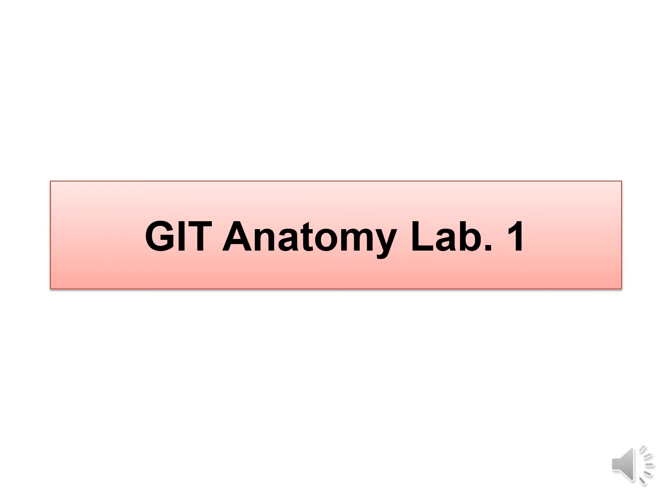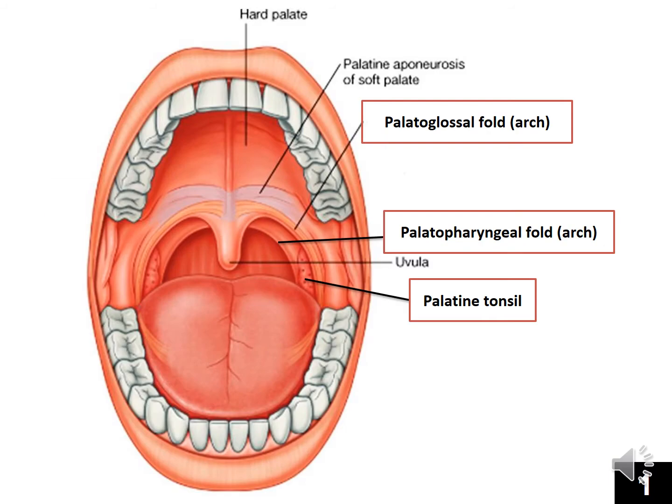Now we are going to discuss lab 1. In this diagram, first in the middle you can see the uvula, and you can see there are two folds, anterior fold and posterior fold. The anterior is the palatoglossal fold, or arch as we also call it, and the posterior is the palatopharyngeal fold. Between these two folds there is a fossa in which the palatine tonsil lies. This is the one indicated, you can see it.